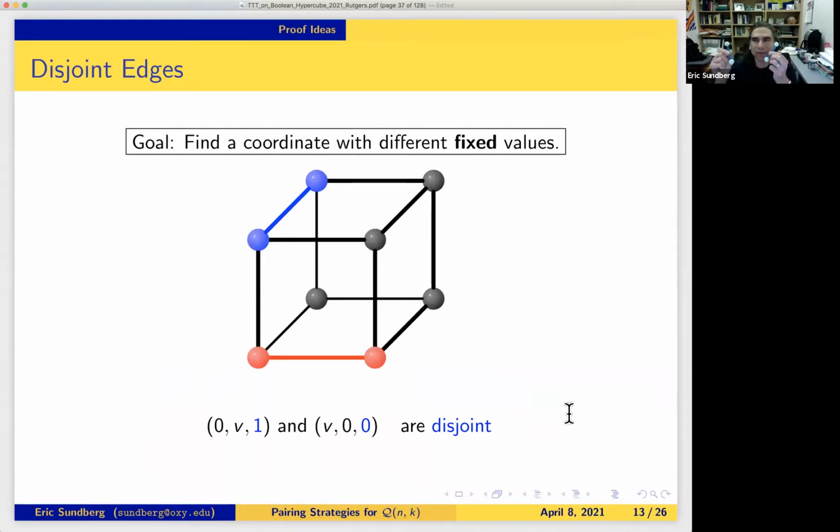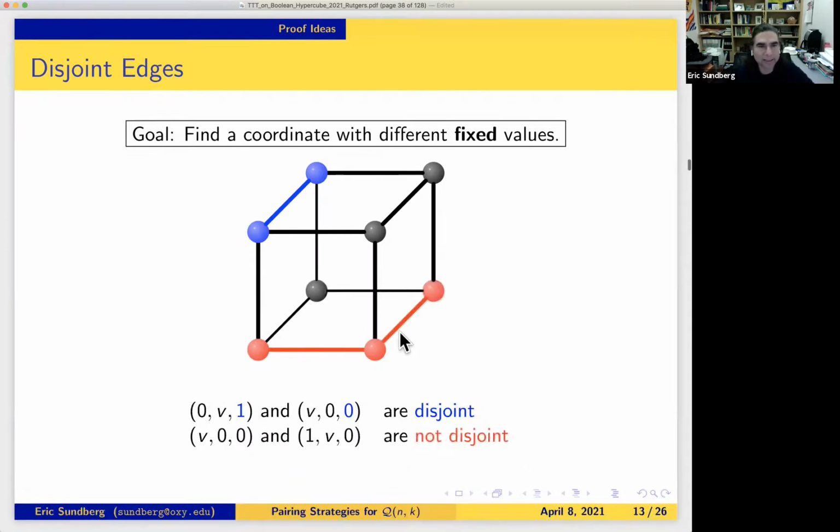The other thing we needed is we needed our edges in our pairing strategy to be a matching. So I need to be able to tell using the vector notation when 2 edges are disjoint from each other. This blue edge right here is the 0, V1. This red edge is the V0, 0. And the way I like to summarize whether or not 2 edges are disjoint, will be if I can find a coordinate where one of those edges has a 0 in that coordinate, the other edge has a 1 in that coordinate, then the two edges will be disjoint. And here the third coordinate works, right? V0, 0 has a 0 in its third coordinate, 0, V1 has a 1 in its third coordinate, so those two edges are disjoint.